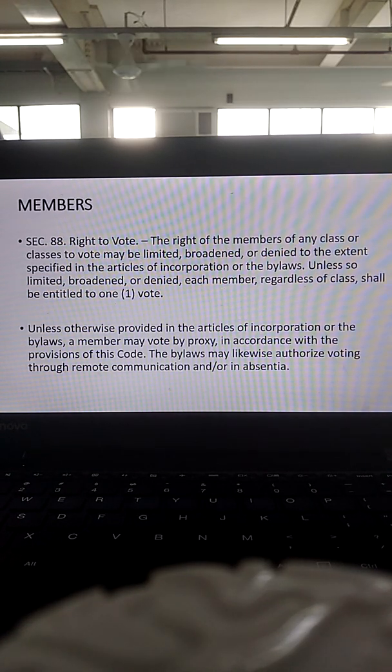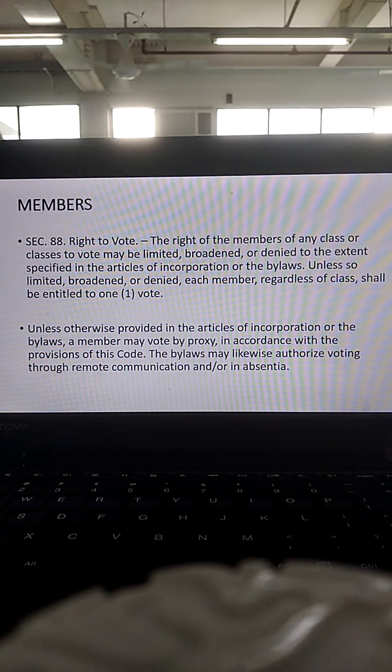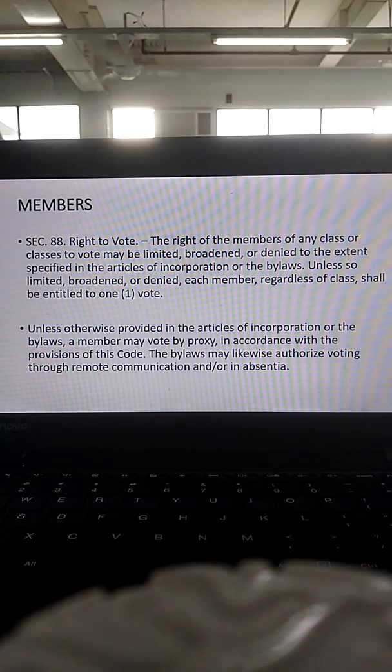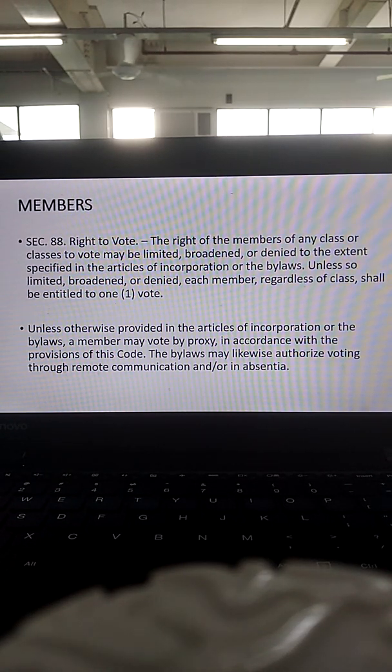Okay? So yan po. Well, we have here the Section 88 for the members. As to the right to vote, the right of the members of any class or classes to vote may be limited, broadened, or denied to the extent specified in the Articles of Incorporation or the bylaws. Okay? Ibig sabihin that the right of the members to vote may be limited. Pwede pong malimitahan, pwede pong ma-broaden as well, or denied. Depende po kung ano po ang na-specify po sa Articles of Incorporation or the bylaws. Okay?